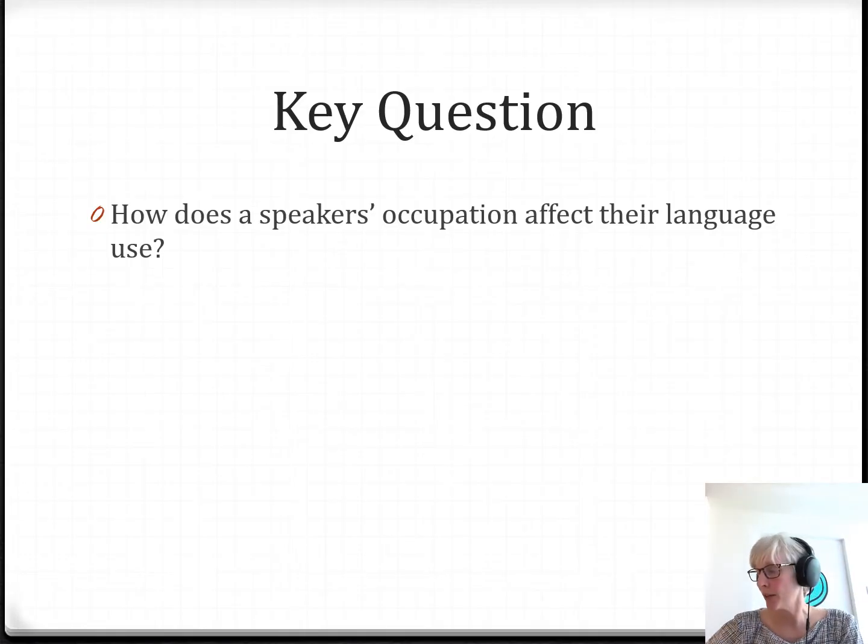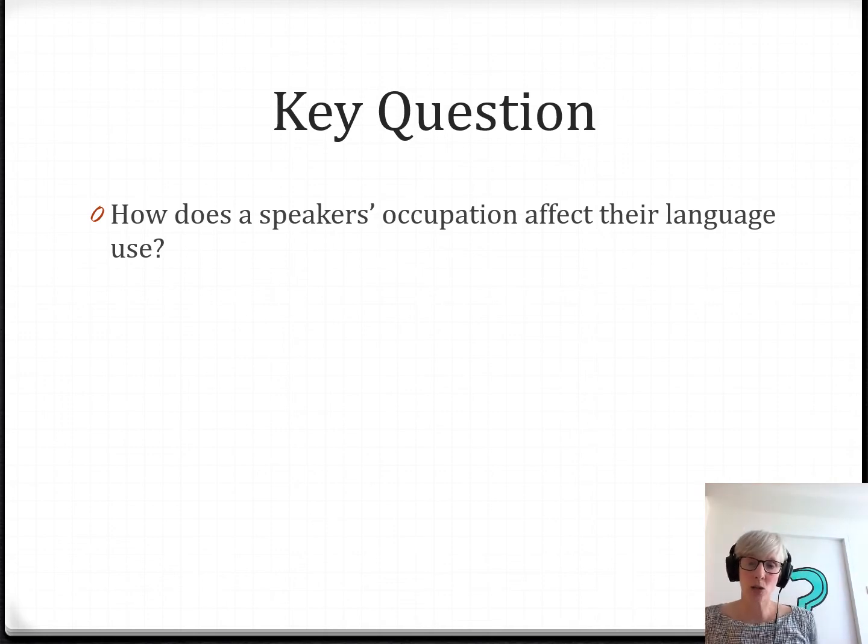So if you remember language and diversity, the question is always about which aspects of our identity and our lives can affect language use, and in what ways. So the question to be thinking about all the time is how can and how does a speaker's occupation affect their language use? I've said a speaker, obviously it can be written as well.